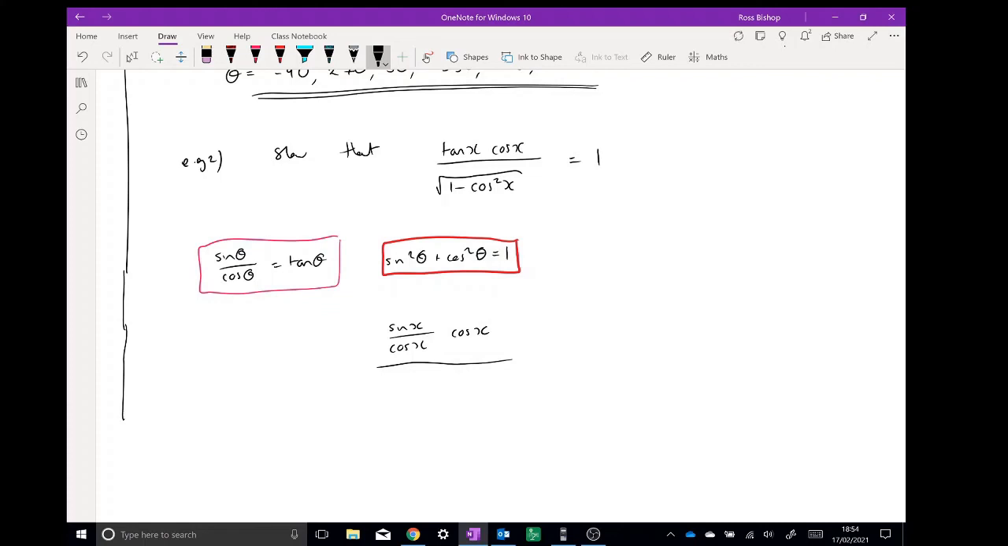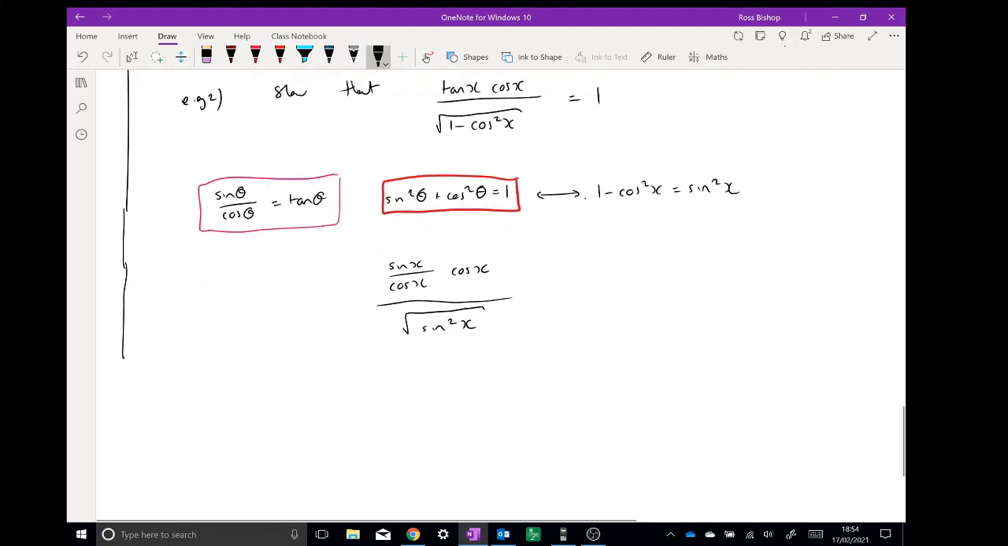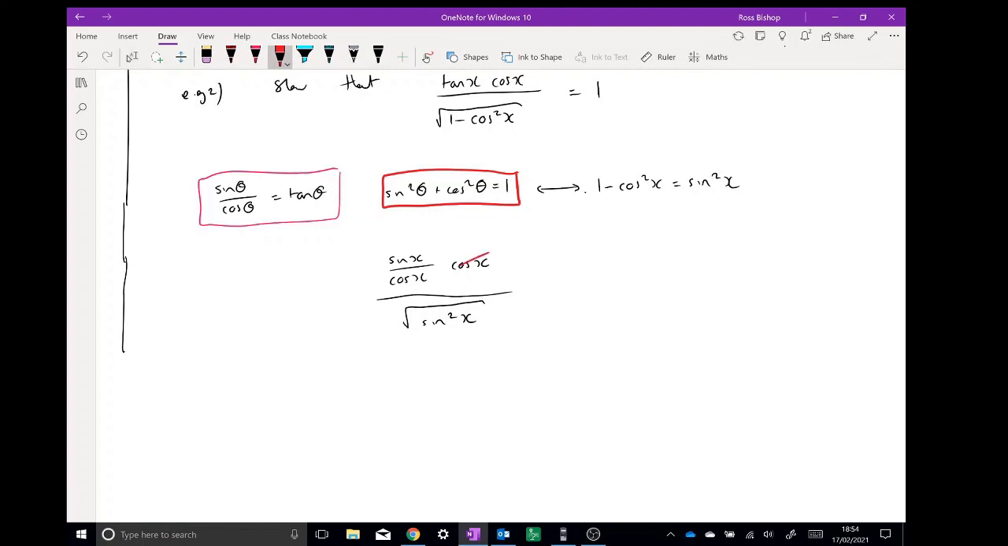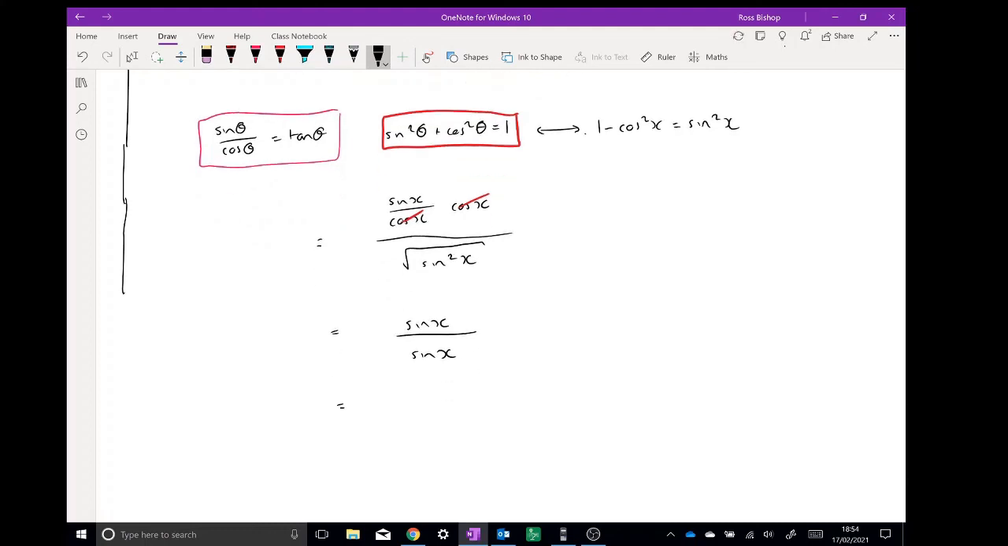And on the bottom, can you see 1 minus cos squared? Well, remember 1 minus cos squared x actually equals sine squared x. That's a rearrangement of this one. So I can say that's the same as root sine squared x. And on the top, you'll notice that the cos squareds cancel. So I'm just left with sine squared x. And on the bottom, the square root of sine squared is just sine itself. And therefore it equals 1 as required.